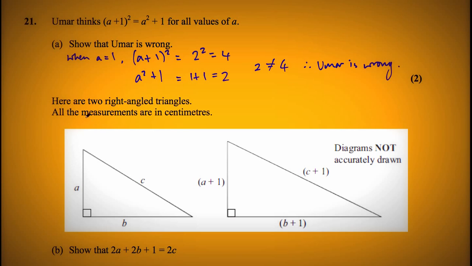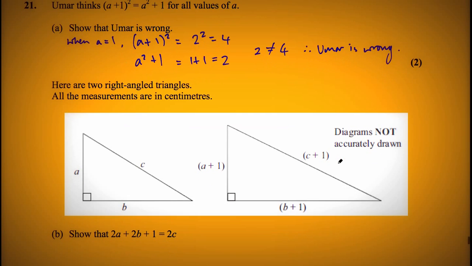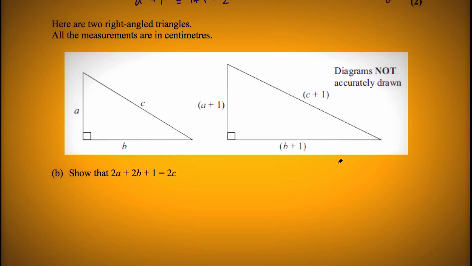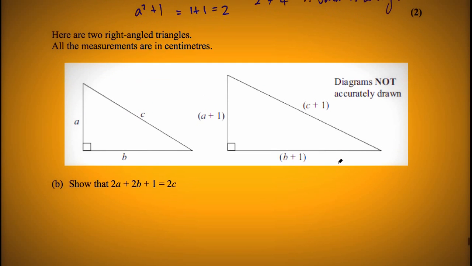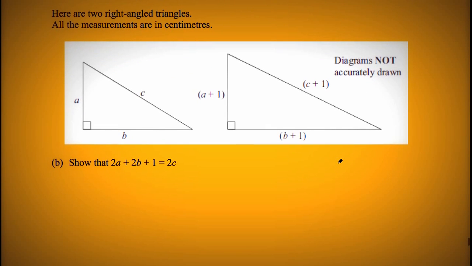Here are 2 right-angled triangles. All the measurements are in centimeters. So we've got a, b, c, and a plus 1, b plus 1, c plus 1. Show that 2a plus 2b plus 1 equals 2c. I'm not entirely sure how that's going to work at the moment, but I expect it's to do with Pythagoras' theorem because we've got two right-angled triangles. So on this triangle I've got a squared plus b squared equals c squared, and on this triangle I've got a plus 1 squared plus b plus 1 squared equals c plus 1 squared.